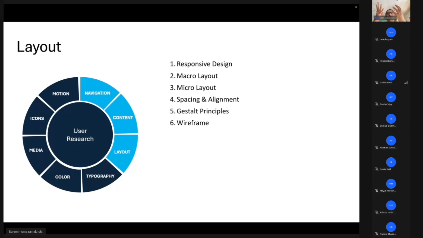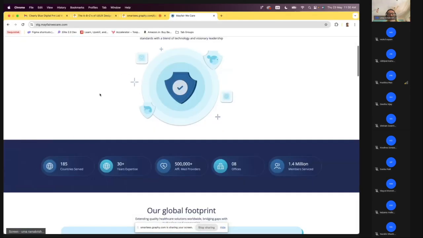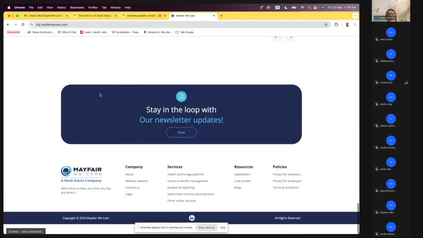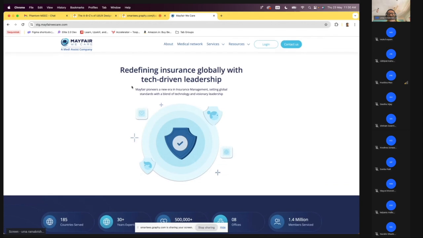Then in terms of layout, we also have macro layouts and micro layouts. So this is an insurance website, right? This has many sections. So all the big sections, that is your macro layout. And within the sections, you have a headline, then you have a sub headline, you have an illustration. So this is your micro layout. So there is a hierarchy of layouts. So you have to make sure both this macro layout and micro layout are aligned properly.